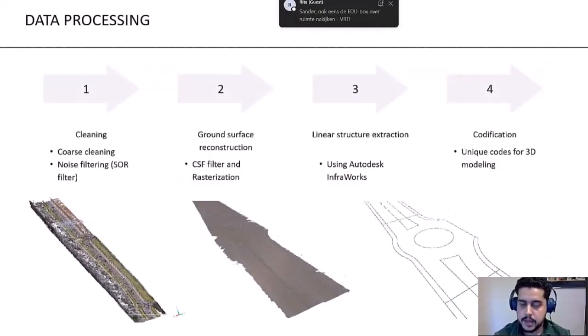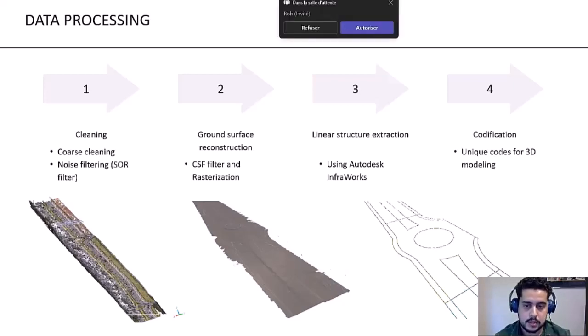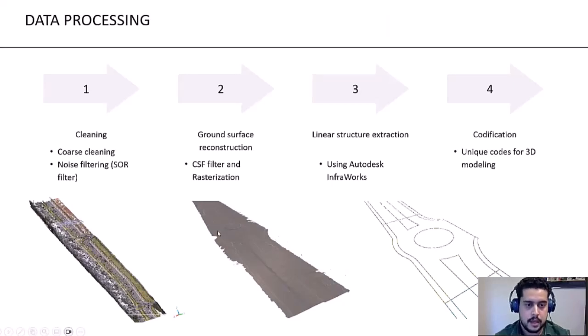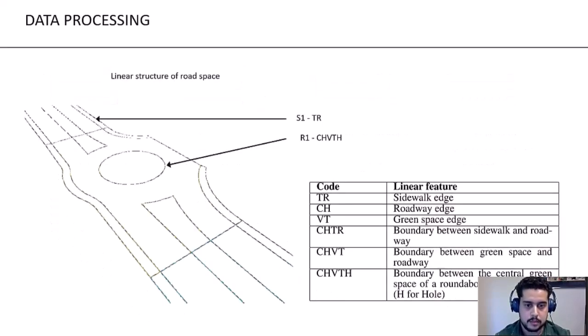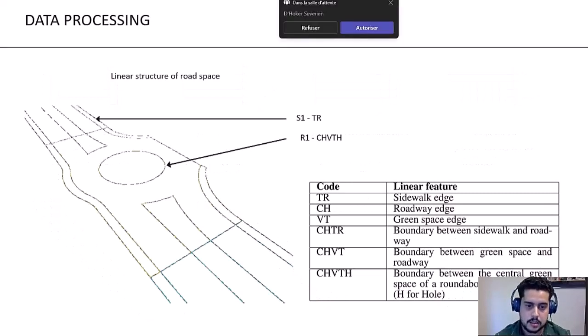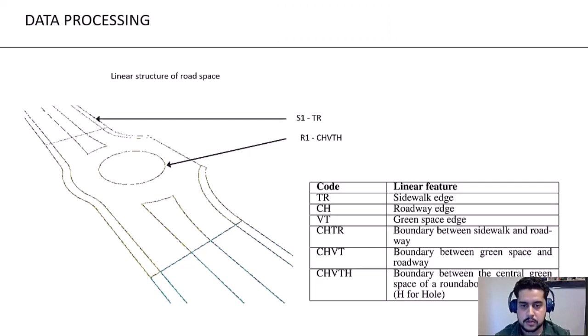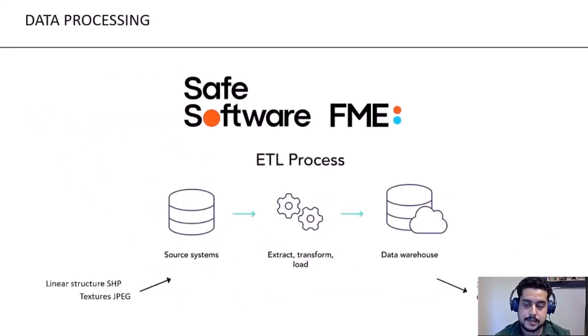So for the data processing, we have four sub-steps: cleaning to filter the noise, and after that we use the results to create a digital terrain model that will be used to extract the linear structure of the road, and after that we will codify each line with a unique code for the 3D modeling process. So the codification is basically based on the nature of the line and also each section. So for example, the first section is S1, and the line could be, for example, here trottoir in French, and it's sidewalk.